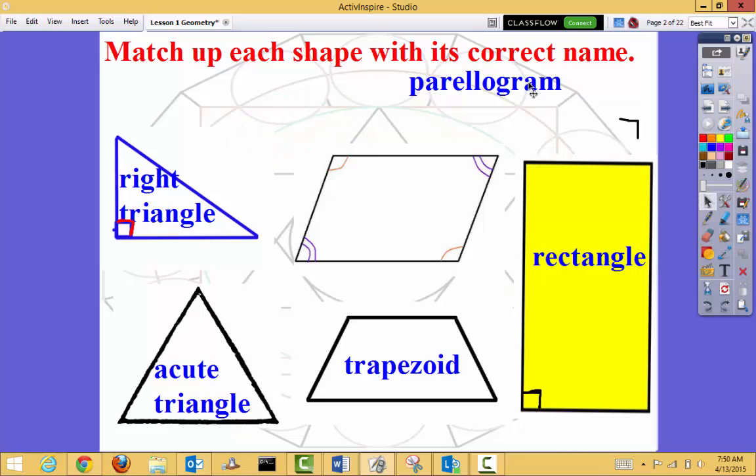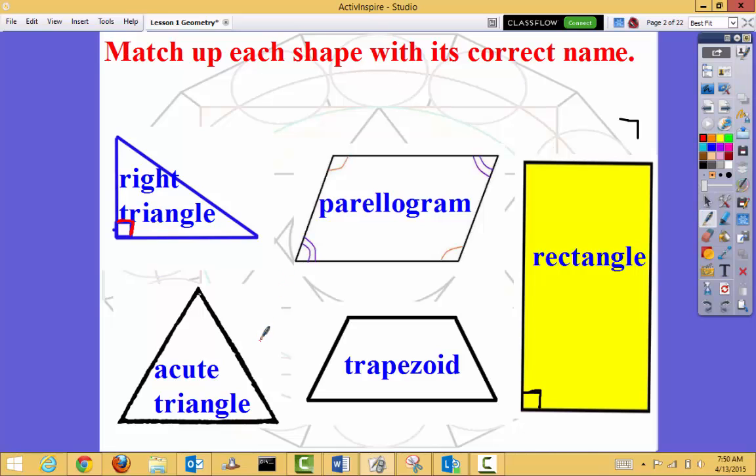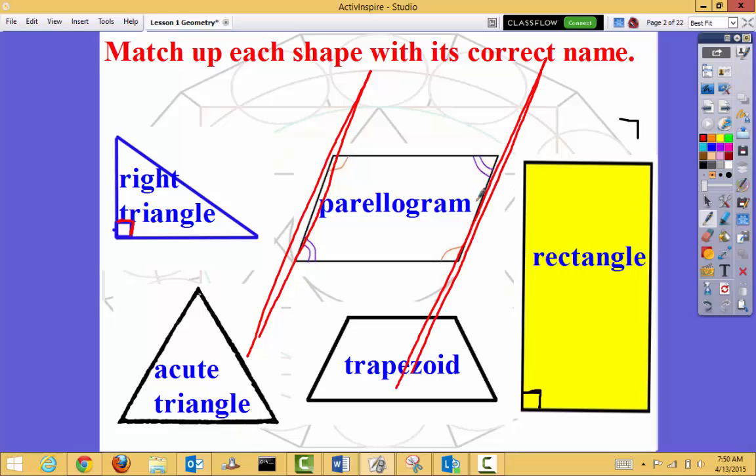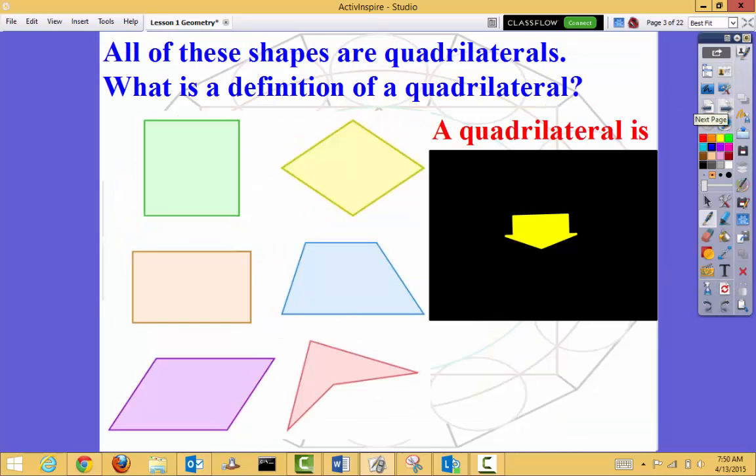So what is a parallelogram? Well, a parallelogram is any shape where if I take its opposite sides and extend them forever, they will never intersect. So these two lines will never intersect. And these two lines, the top and bottom, if I extend them forever, they'll never intersect across. It's kind of like a tic-tac-toe board, only slanted. Alright, let's go to our next slide.